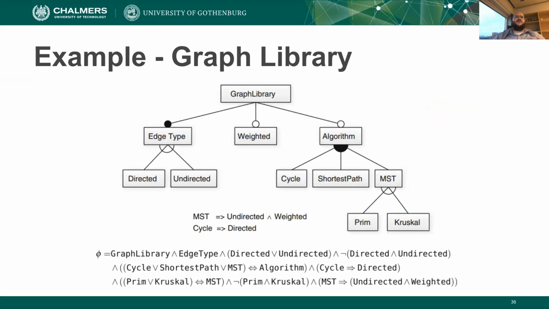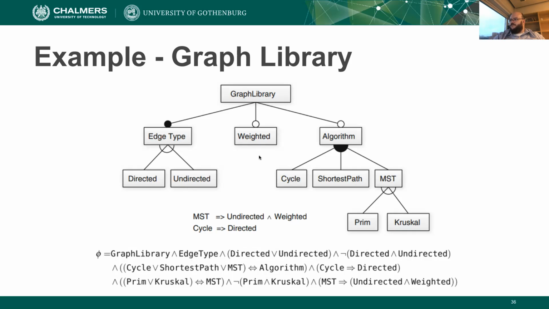So for example, here we have a feature model for a graph library and its corresponding propositional formula. In this library, the edge type feature is mandatory. You see that in here. Graph library is the root, that's of course always there, and edge type. Now for edge type, we have the open fan, which means we can only choose one of these. That's the XOR. So we can choose either directed or undirected, but not both. So you see directed or undirected, and not directed and undirected, right? We can choose directed or undirected, but not both.